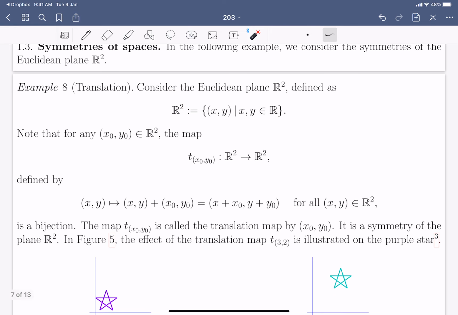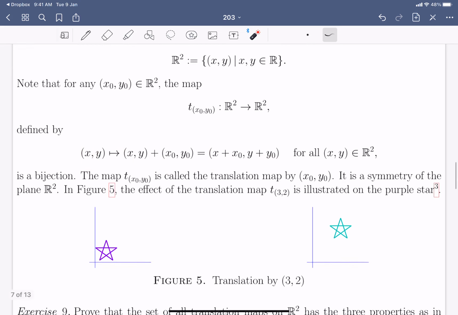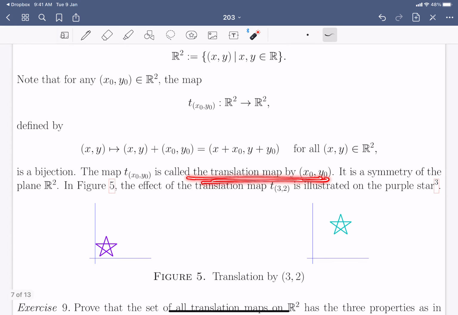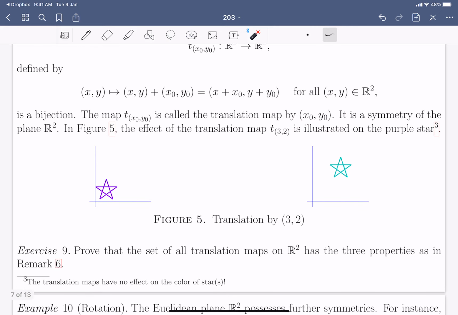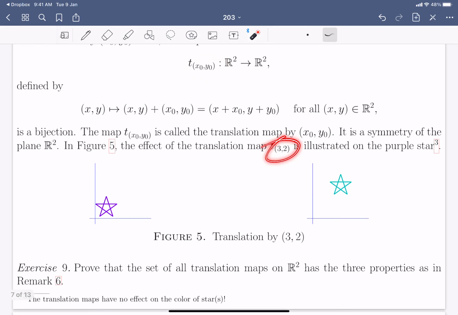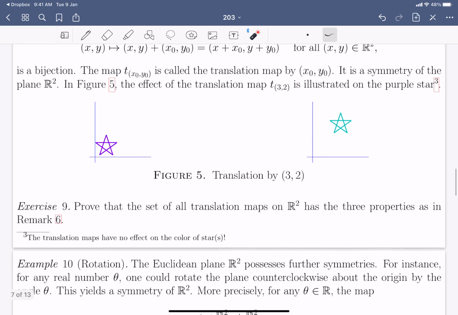Now if you fix an element of R2, you can try to translate elements of R2 by this point (x0, y0). It sends a point (x, y) to (x, y) plus (x0, y0), which by definition is done by component-wise addition. This is called the translation map, more specifically the translation by the point (x0, y0). Here there is an image that explains a bit about this translation, the translation by the point (3, 2).